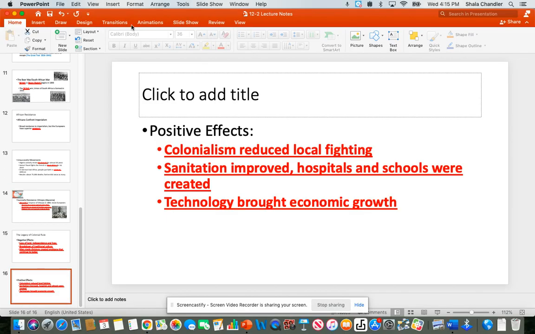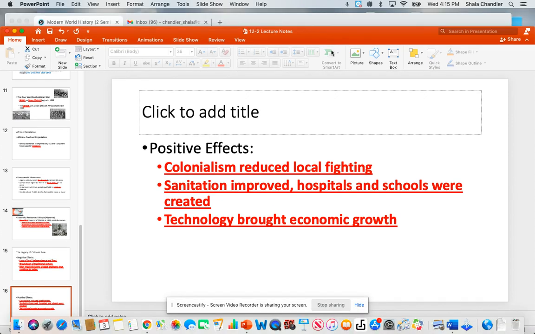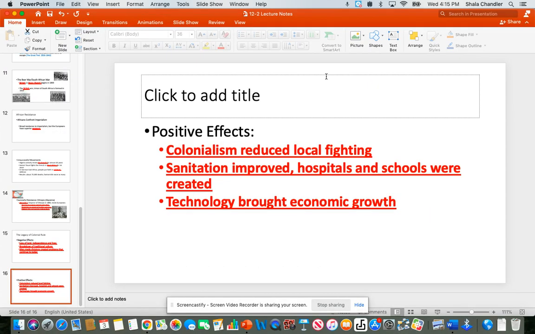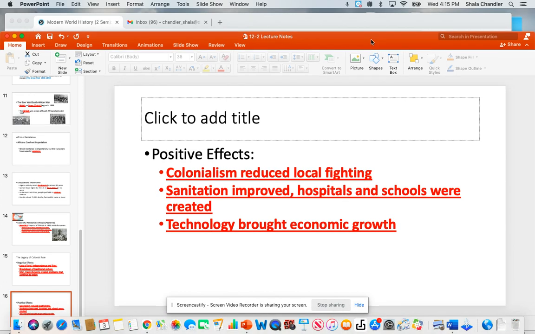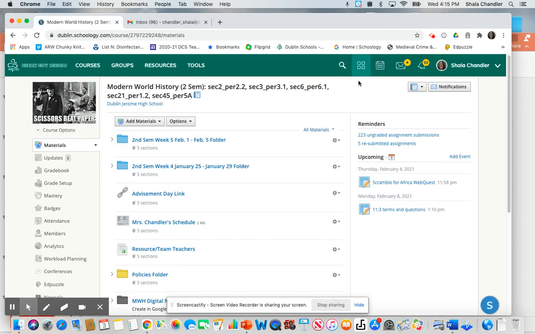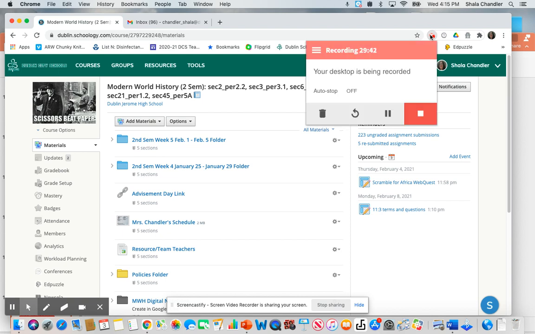So that is the end of our notes for chapter 12, section 2. What I'd like for you to do next is to go to our answer key, which is going to be in this week's folder, and double check your 12-2 terms and questions. All right, you guys have a good day.